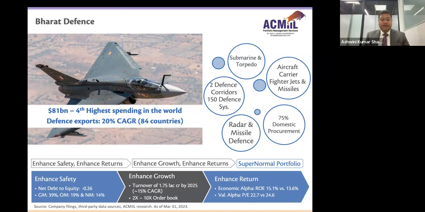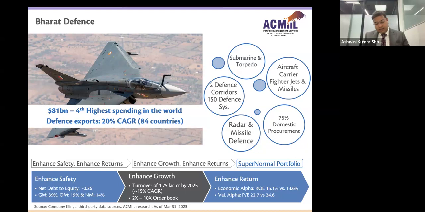Other than that, there's a whole new focus on the export market, right? So we have defense attaches to give a single window clearance, a single window available to companies or countries who are interested in buying defense systems, defense equipment from us. And there's phenomenal work that has been done by the ministry on this side.